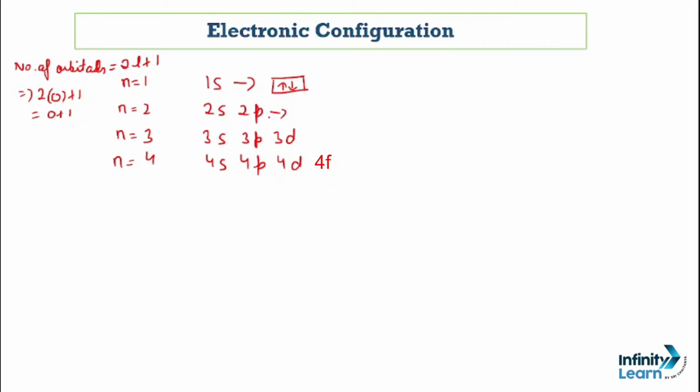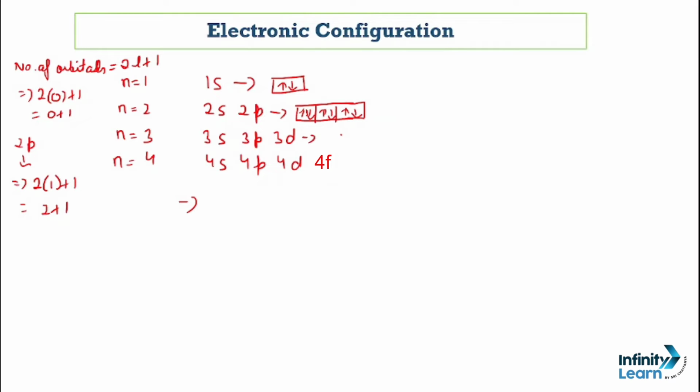Now let's talk about our second shell here. If we try to find the number of orbitals for P, this P value is 1, so 2 times 1 plus 1 is 3. So we can take 3 orbitals here, and on a single orbital we can have a maximum of 2 electrons. So the total number of electrons in the P subshell can be 6.